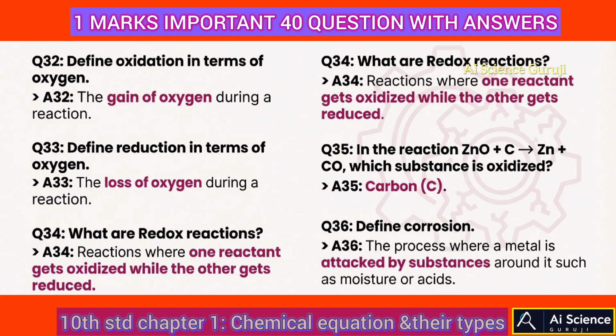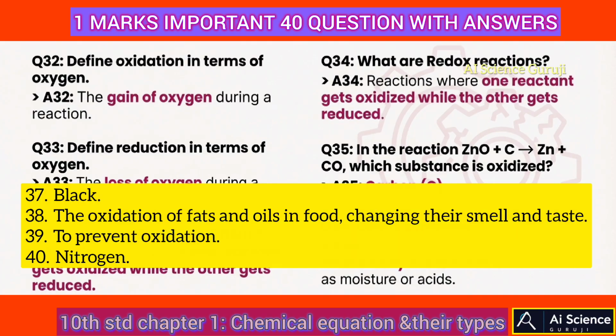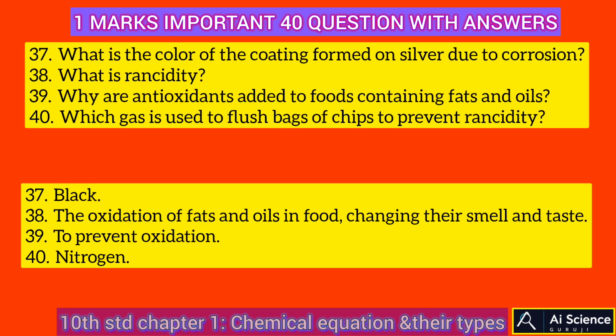36. What is the color of the coating formed on silver due to corrosion? Answer: black. 37. What is rancidity? Answer: the oxidation of fats and oils in food, changing their smell and taste.